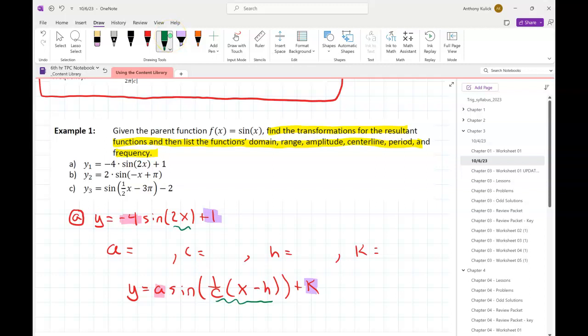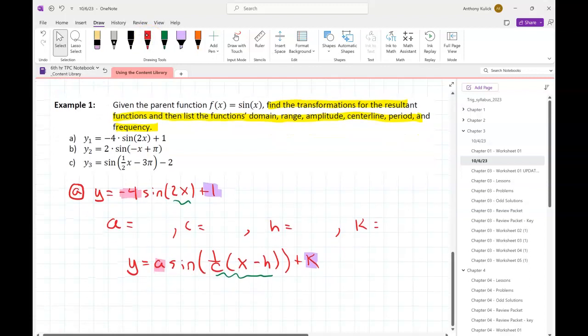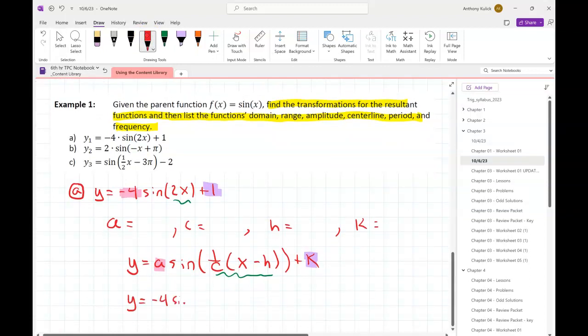Where we have to be careful, though, is the stuff inside the sine. I need to make sure that I'm rewriting 2x so that it's going to be 1 over c times x minus h. Well, is there anything being added or subtracted to the 2x? No. So it should be easy to see that the h has to be 0 there. Everybody's okay with that?